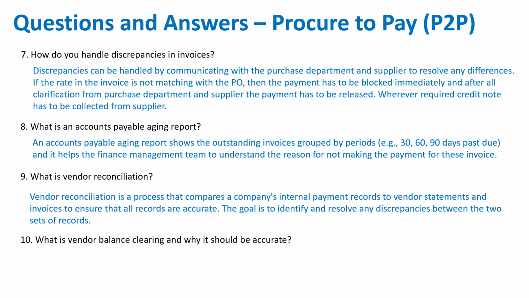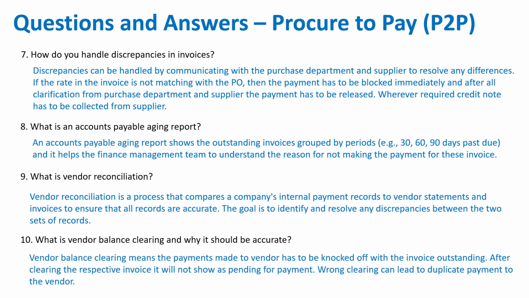Question number 10. What is vendor balance clearing and why should it be accurate? Vendor balance clearing means the payments made to the vendor have to be knocked off with the invoice outstanding. After clearing the respective invoice, it will not show as pending for payment. Wrong clearing can lead to duplicate payment to the vendor.